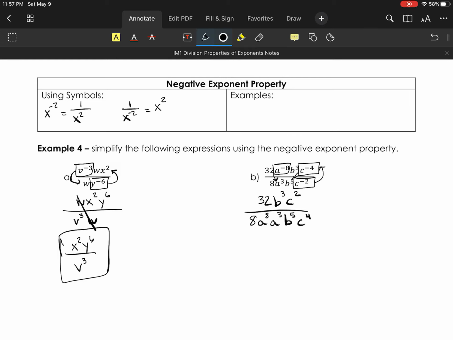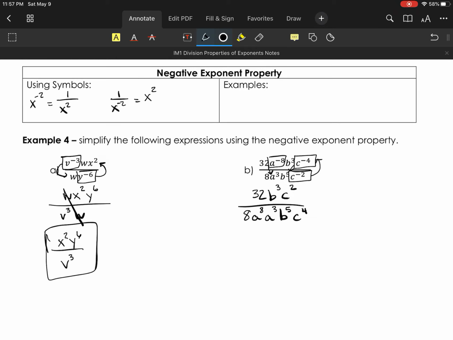Right now, I just got to simplify. So first of all, 32 over 8, when you look at your whole numbers, just think of it like a fraction or a division problem. So 32 divided by 8 is actually just 4. Okay, so that's my simplified version of 32 over 8. So I'm done with that. Then, let's see here. In my denominator, I have a to the 8th times a to the 3rd. I can combine those. That's that multiplication property. I'm going to add together my exponents. 8 plus 3 gives me 11, so that's a to the 11th.